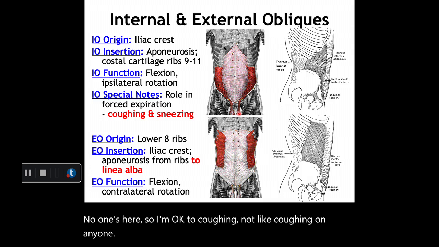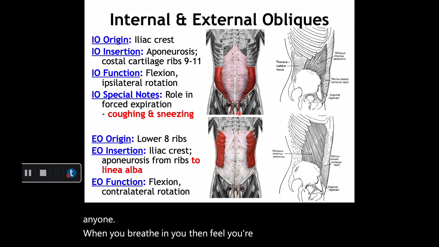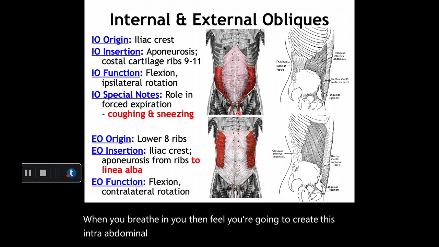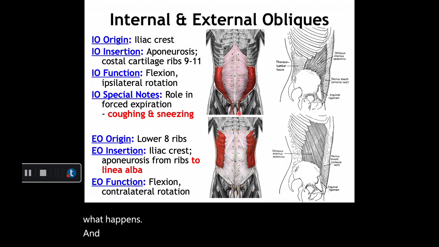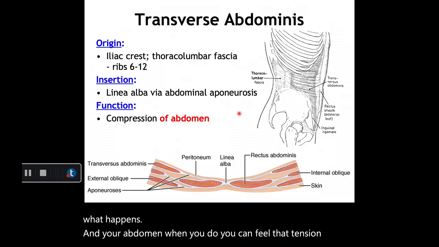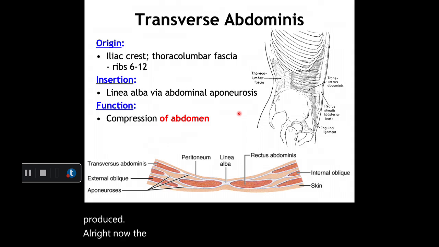When you breathe in, you're going to create this intra-abdominal pressure. You're going to contract these abdominal muscles in order to force that air out. Try coughing and feel what happens in your abdomen when you do it. You can feel that tension being produced. All right, now the last of these abdominal muscles.